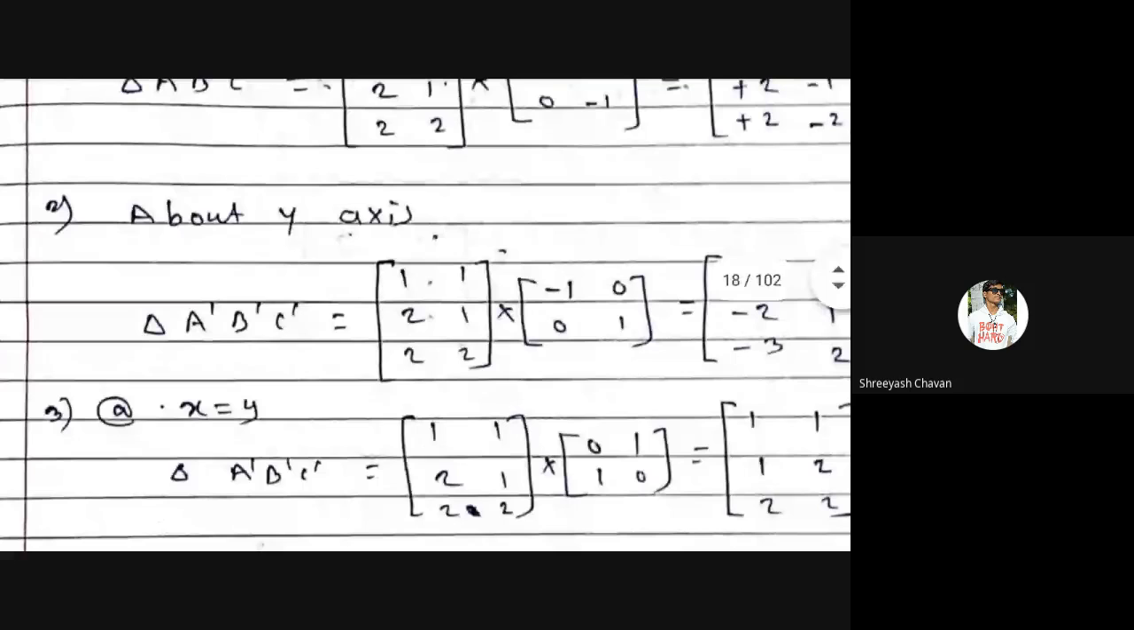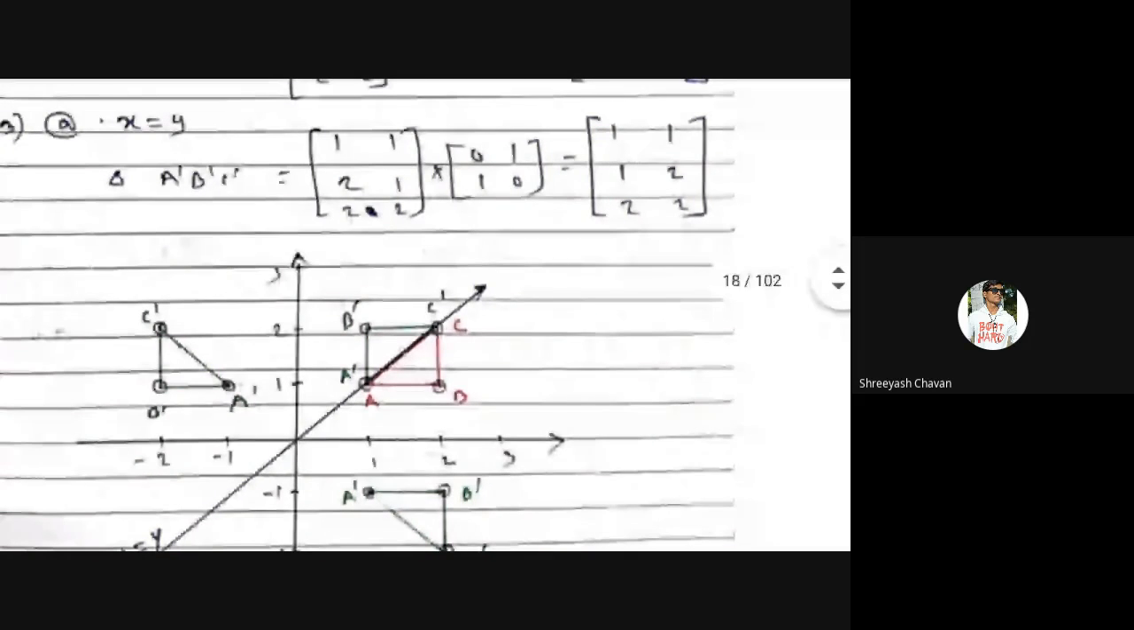Now next is about the y-axis. What is the formula? Only the sign is changing. About x-axis and about y-axis, only the negative sign comes to the upper left: minus 1 0 0 1. Only multiplication is very important. And for about x is equal to y, the formula is 0 1 1 0. Our problem is solved after multiplication, and these are the answers. Try to draw this triangle, this matrix, in your diagram. Your answer will be like this.